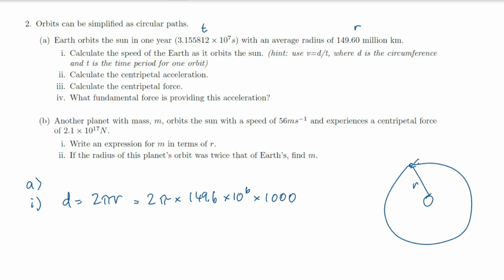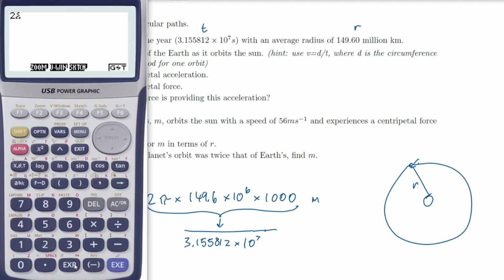So that's our distance. Now to work out the speed, it's distance over time, where we can compute the distance over time, where time is 1 year but in seconds. Yep, so let's compute that now.